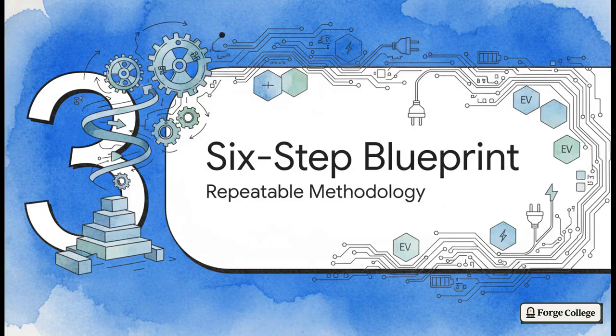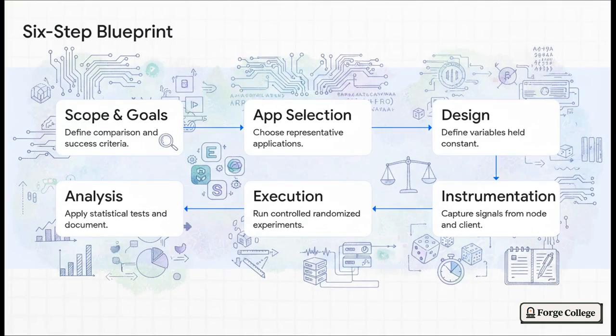All right, Section 3, the 6-step blueprint for a repeatable methodology. Let's see how this builds. To turn your research into reproducible science, you just follow this exact, literal schematic. Step 1, define your scope and goals. 2, pick your app. 3, design the benchmark with strict control variables. 4, instrument your data sources. 5, execute randomized runs. And 6, analyze and document. It's a structured pipeline that completely takes the guesswork out of the equation.